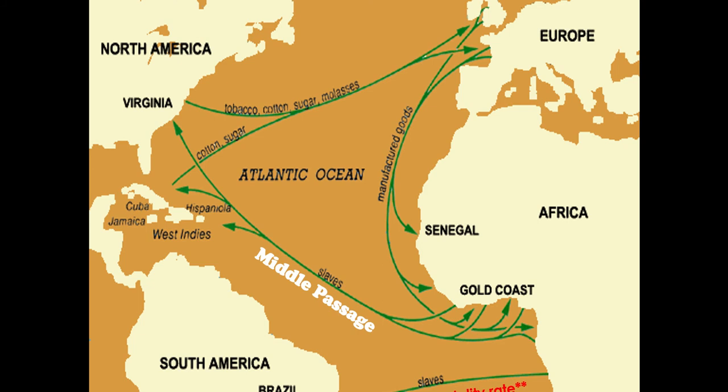Here's just another picture for you. And I want you to notice these two words right here: Middle Passage. That's going to come up again in just a little bit. So this is just showing the routes that some of these things were going. So from the Americas, there were things like tobacco, cotton, sugar. Manufactured goods from Europe would go to Africa. And then the slaves would then go back to the Americas.